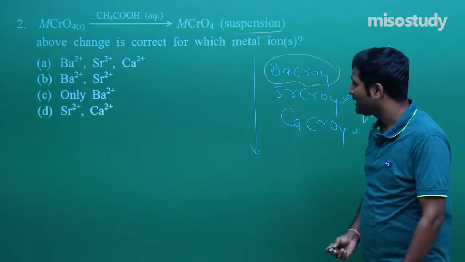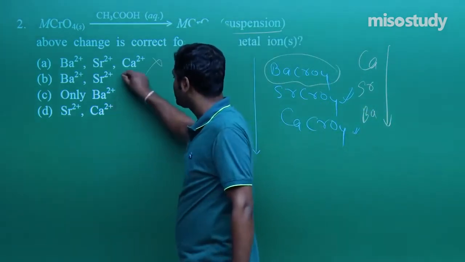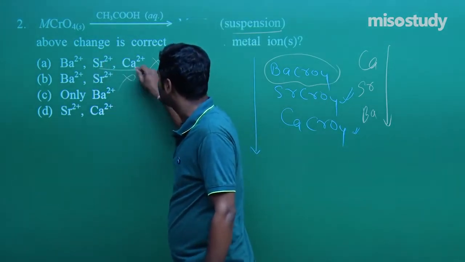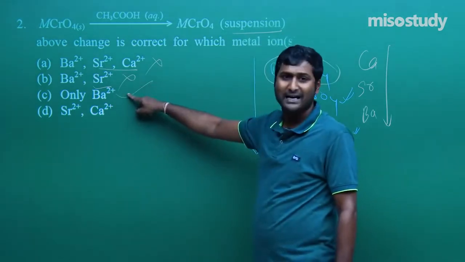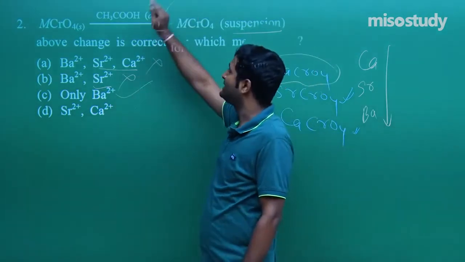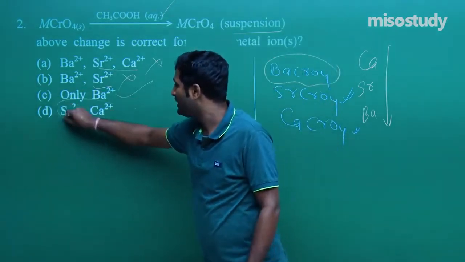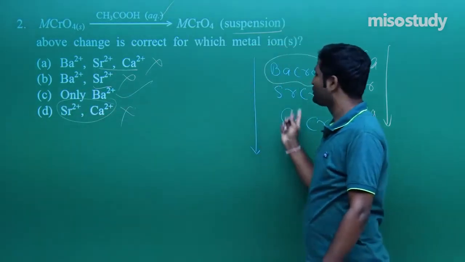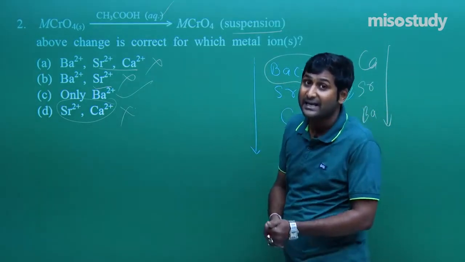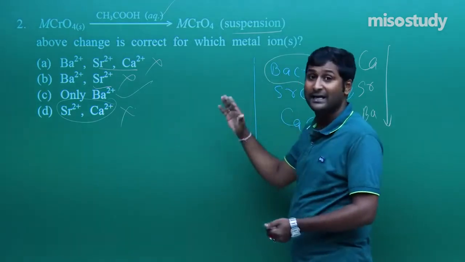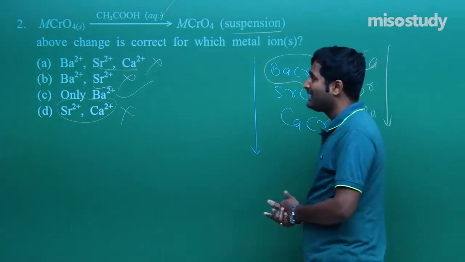So in this case we will say, if we compare Ba and Ca, this one is not a correct option, this one is not a correct option, because this one is soluble, this one is soluble. But if I talk about the Ba2+ ion, this is not soluble in aqueous CH3COOH, acetic acid. This one is also not a correct option because it is soluble. As we move down the group, the solubility of the alkaline earth metal chromate decreases. Clear? So for this, C is the correct option.